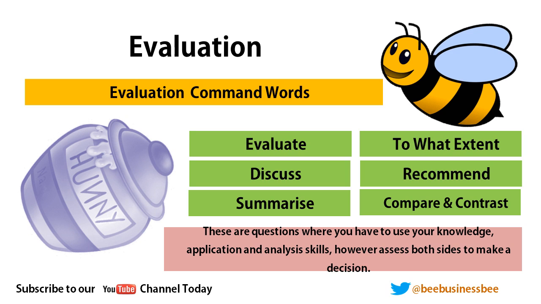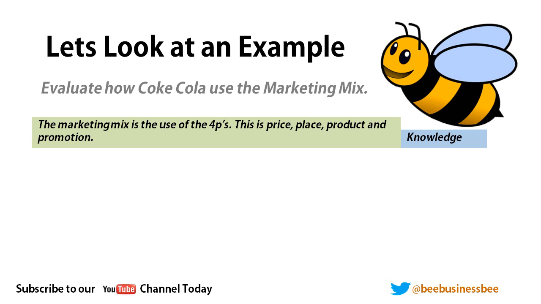Okay, what I want to do now is try and show you an example of how these skills all go together. So let's look at a standard question. Evaluate how Coca-Cola uses a marketing mix. Now start with knowledge skills here. You can see there the marketing mix is a use of the 4 P's. This is price, place, product and promotion. Notice all I've done there is define the key term. That is knowledge marks. Everybody should be happy with that. I've just took my knowledge, shown my knowledge.